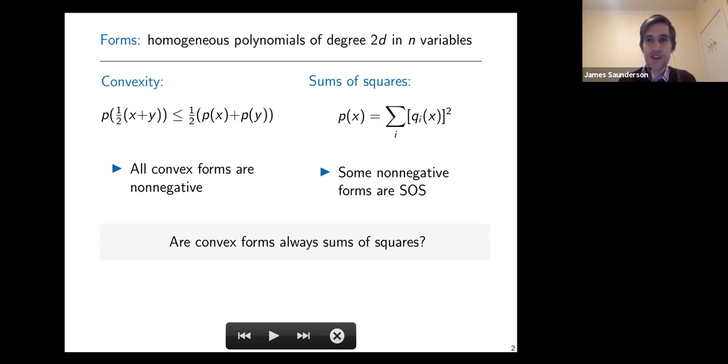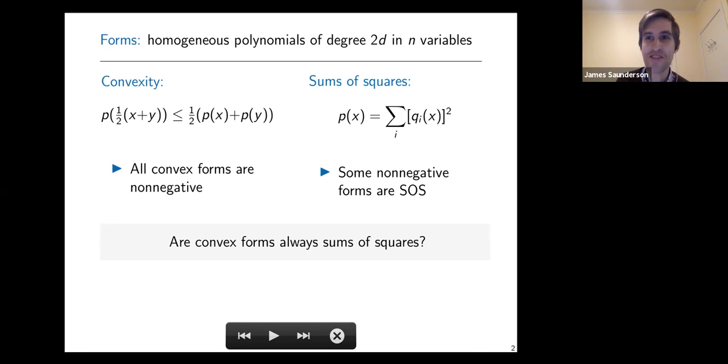And so the underlying question behind this talk and this work, a question that's been around for a while, of course, is this: convex forms are non-negative. We like convexity. Sums of squares are our favorite non-negative things. Are convex forms always sums of squares? So these are the main players. Forms, so homogeneous polynomials. Convexity implies non-negativity for forms, and sums of squares. So are convex forms always sums of squares?